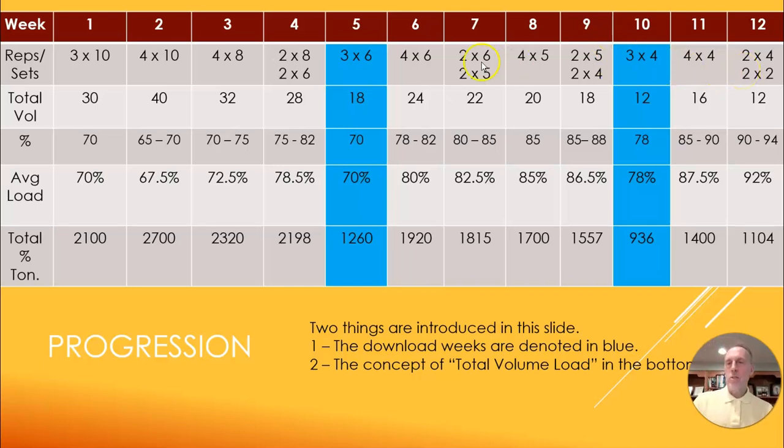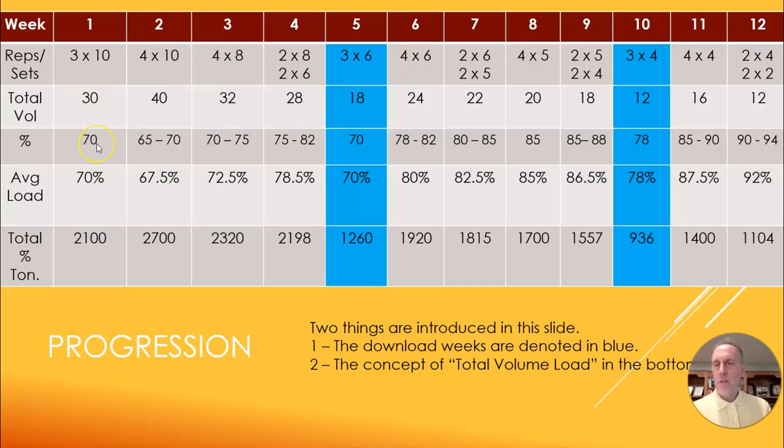What you see here is your total volume. We can calculate out 3 by 10, 30, 4 by 10, 40. You can do the math for the rest of these. Notice what happens. The volume is ever decreasing. And even here, we have these pretty sizable drop-offs because we're going from 4 sets down to 3 sets. And over here, we're going from 4 sets down to 3 sets. And we're even going from 5 reps and 8 reps down to 6 here and down to 4 here. Those download weeks are built in specifically to allow people to recover.